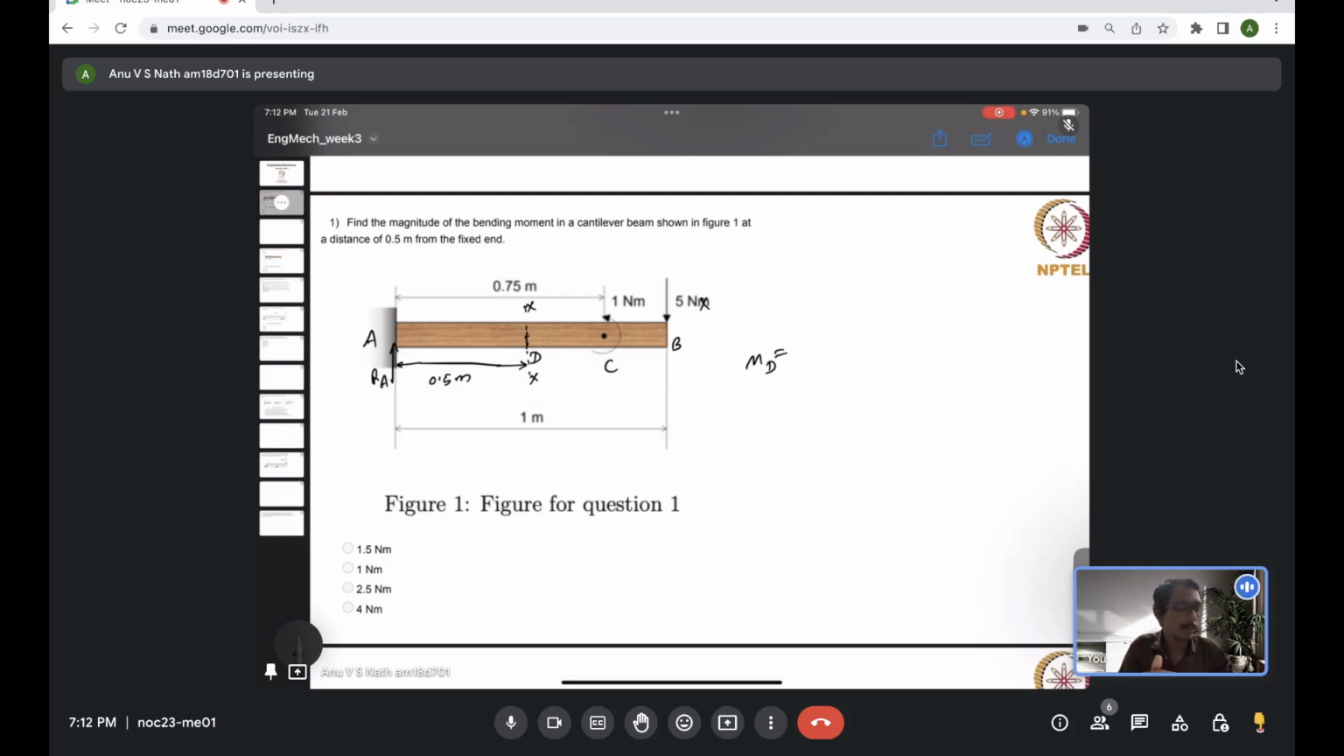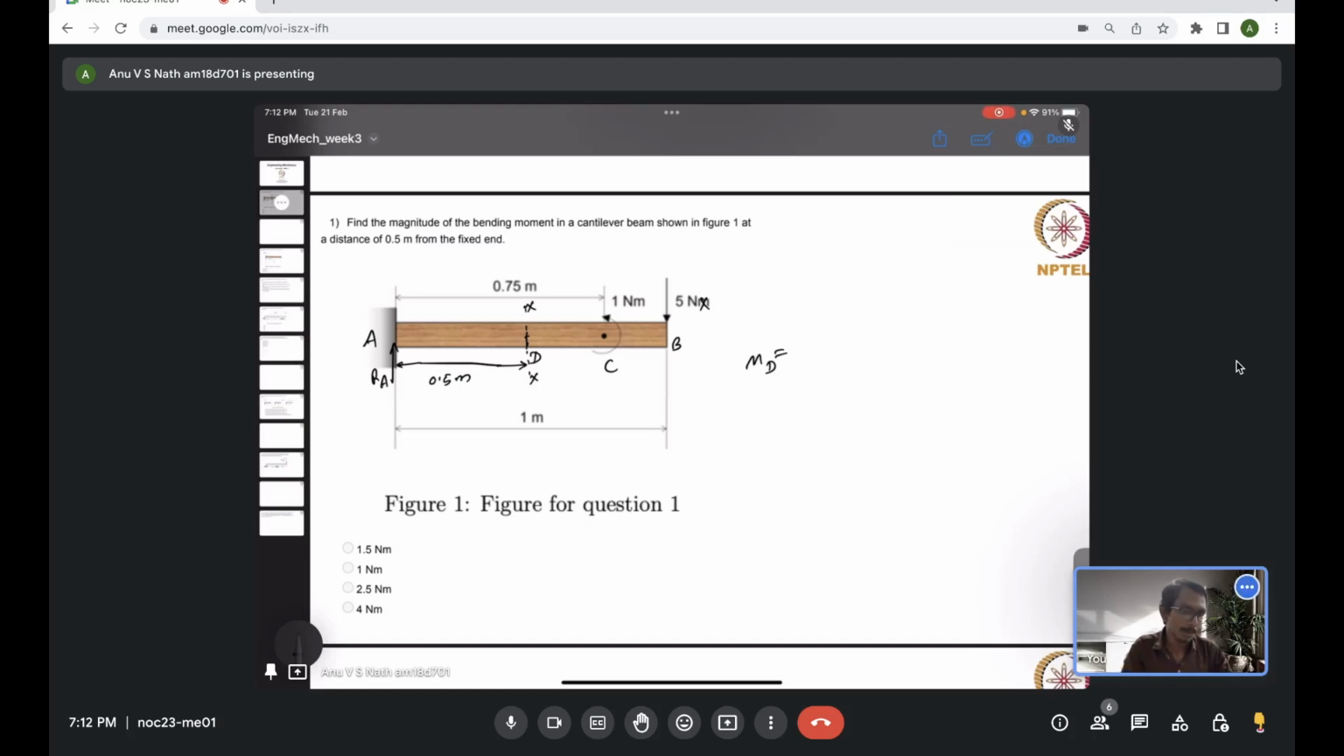But generally you will consider it, because it's a fixed end, you can have a horizontal reaction as well. But because this is just the vertical load, if you see the entire system at the end B, there is only a 5 Newton acting vertically downward. So there is actually no horizontal force acting on the system. So there won't be any horizontal reaction at the support A.